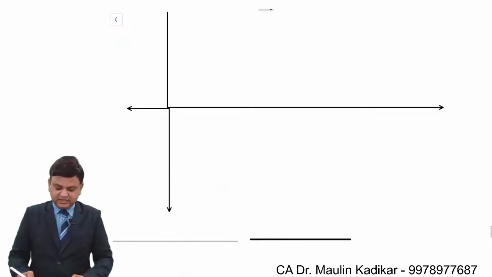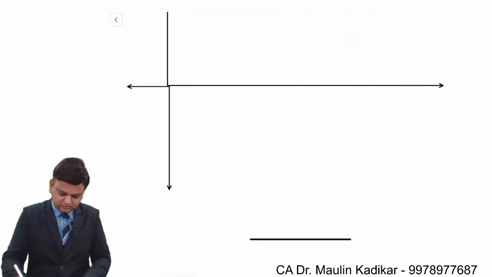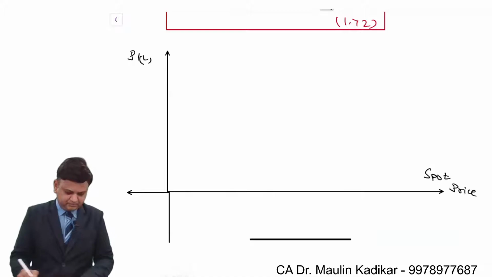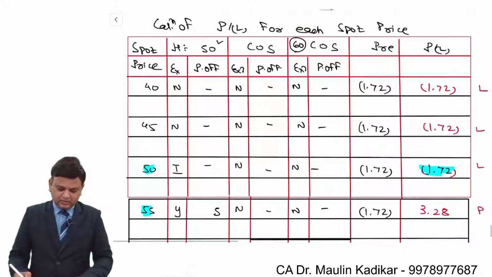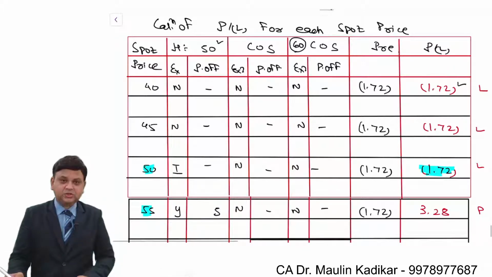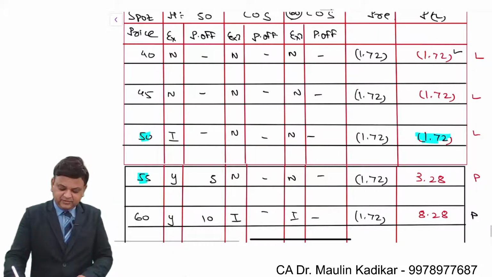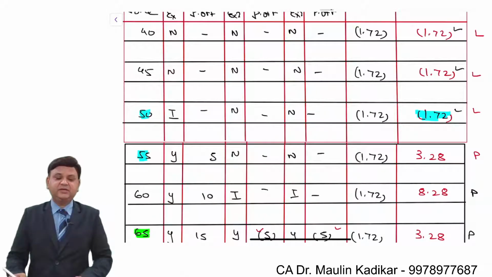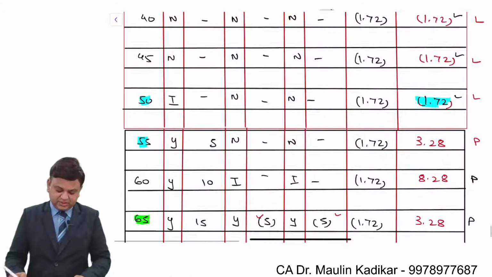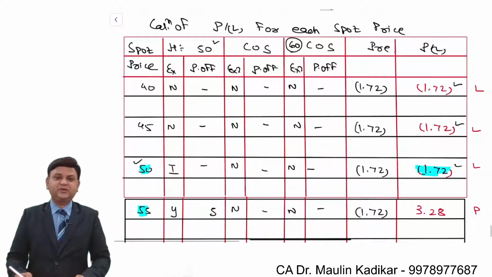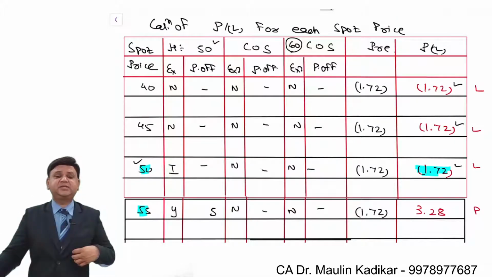So on the x-axis we take the independent factor, that is the spot price. And on the y-axis we will take the profit or loss. We understand something like this: when the spot price is 40, there is a loss of 1.72. At 45, same loss. At 50, same loss. It means logically that for any spot price of the equity share below 50, there is a constant loss of 1.72. The reason for that is very clear: none of the three options is getting exercised.